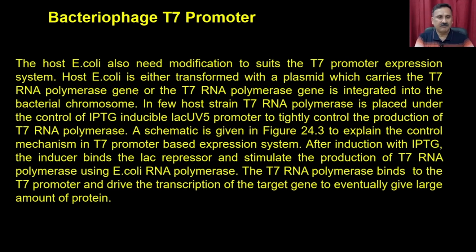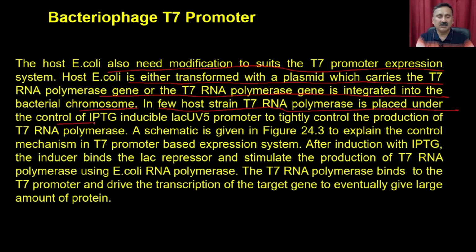For T7, the host E. coli also needs modification to suit the T7 promoter. The host E. coli is transformed with a plasmid which carries the T7 RNA polymerase gene, or the T7 RNA polymerase gene is integrated into the bacterial chromosome. In a few host strains, T7 RNA polymerase is placed under the tight control of the IPTG inducible lac UV5 promoter to tightly control the production of the T7 polymerase.